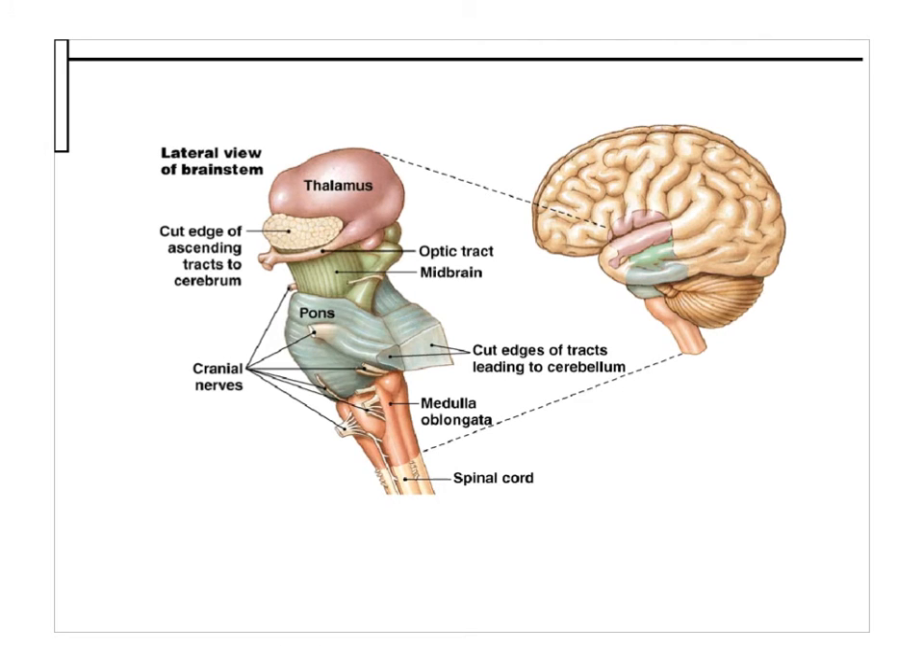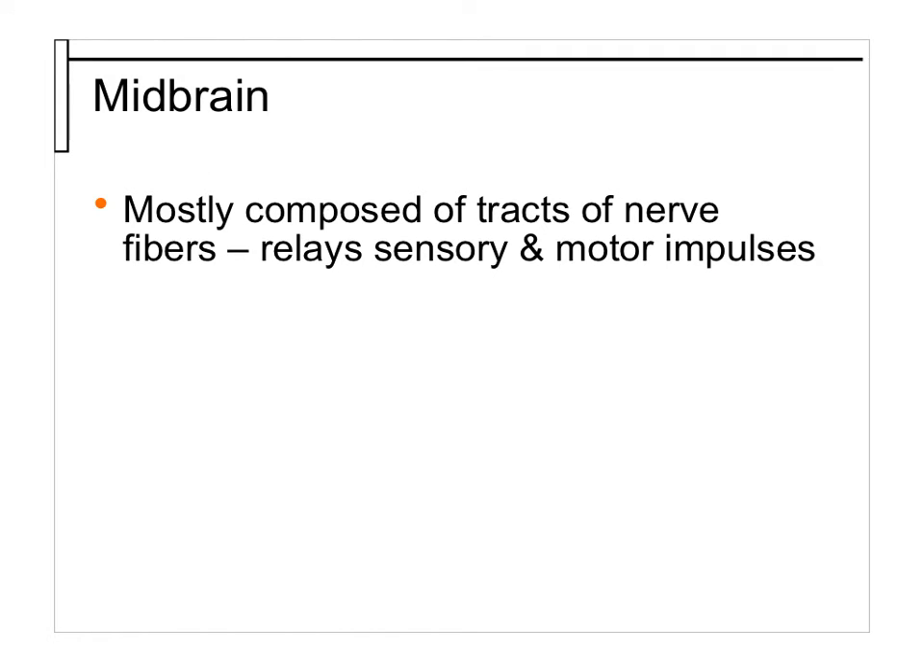And here, just again, is a view of kind of all the things we've just talked about. Here's the thalamus, ascending tracts, so nerve bundles going up to the cerebrum, optic nerve, midbrain, pons, and medulla. And then the hypothalamus would be like deep in there. Okay, the midbrain is composed of tracts of nerve fibers relaying sensory and motor impulses. So they're coming in through the midbrain up to the thalamus and then out into the appropriate part of the cerebral cortex.